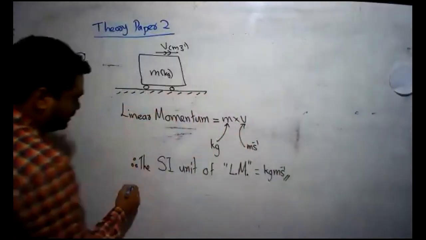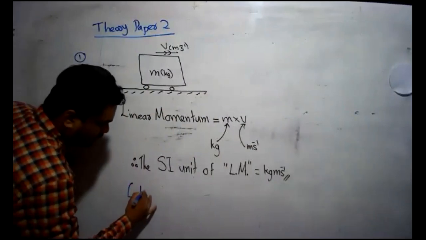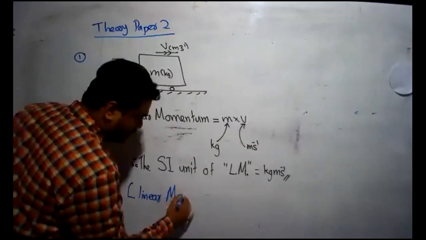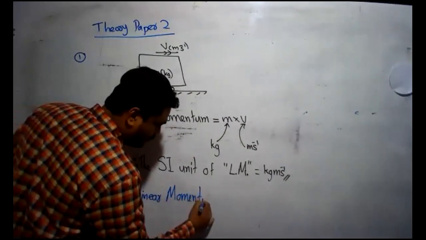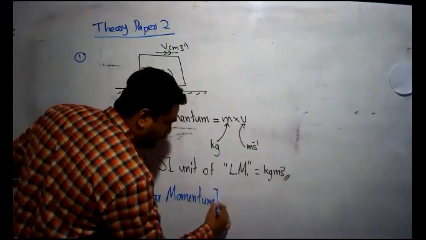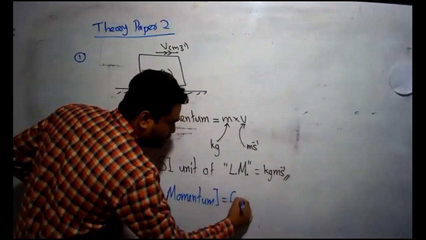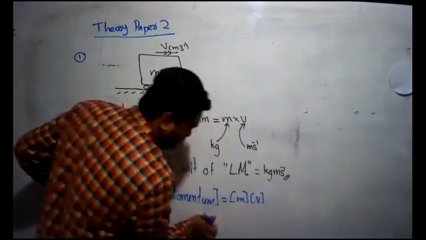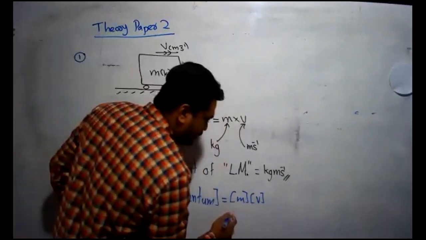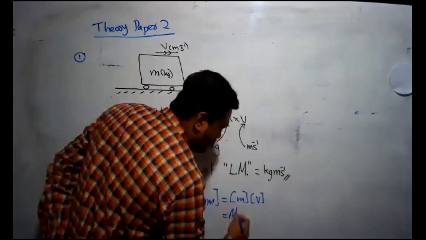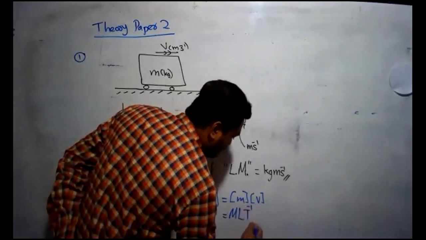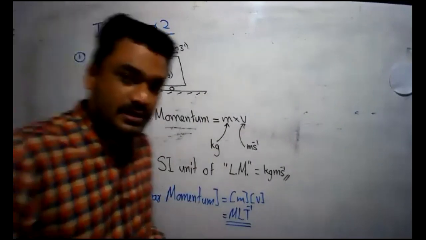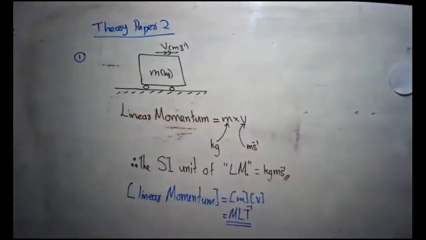How do you find dimensions? Dimensions of linear momentum equal dimensions of mass into dimensions of velocity. The dimension of mass is capital M, the dimension of velocity is LT^-1. Therefore, the dimensions of linear momentum is MLT^-1. Write it also.